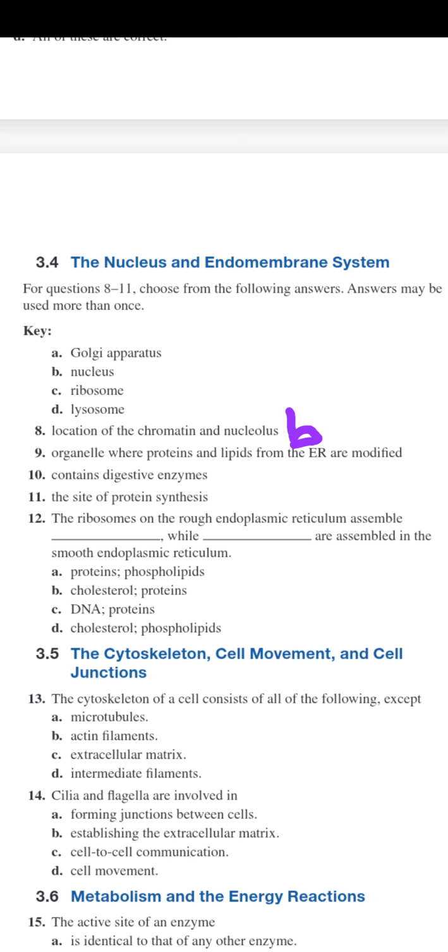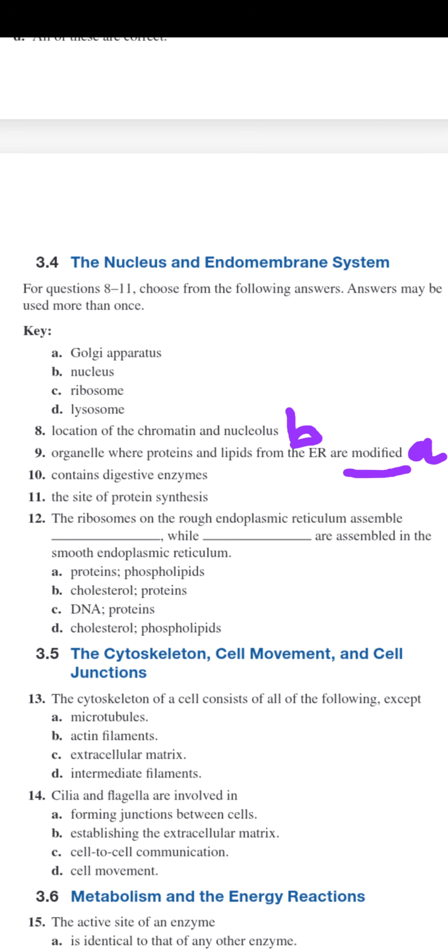Organelle where proteins and lipids from the ER are modified. Modification. Whenever you see this word, it's the Golgi apparatus, A. Modification and transport. Golgi apparatus, especially proteins and lipids.